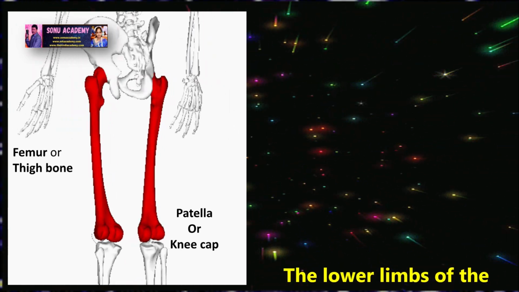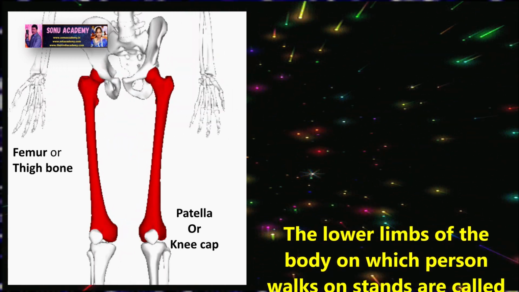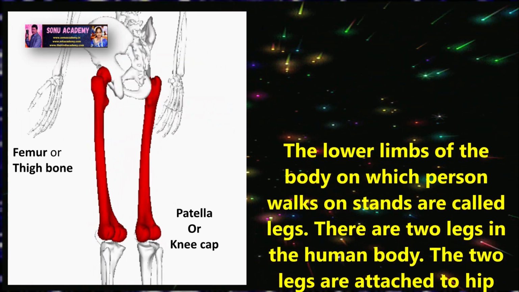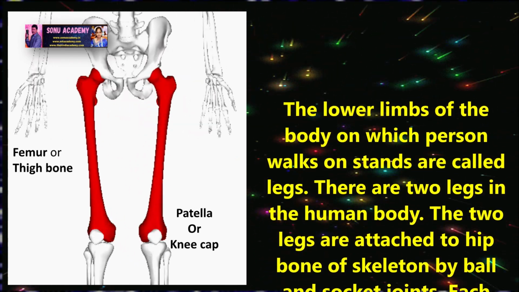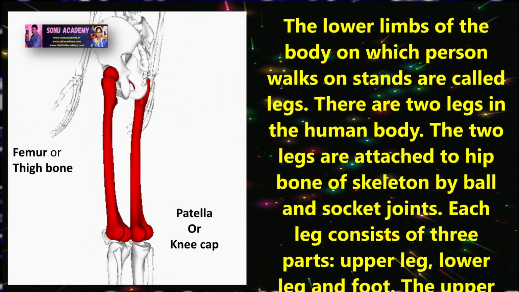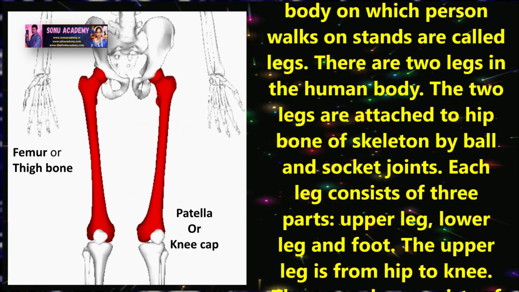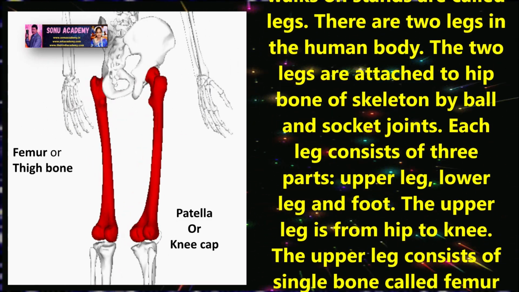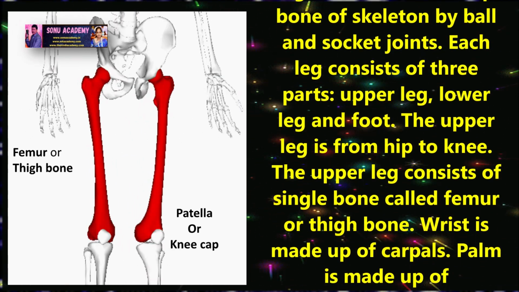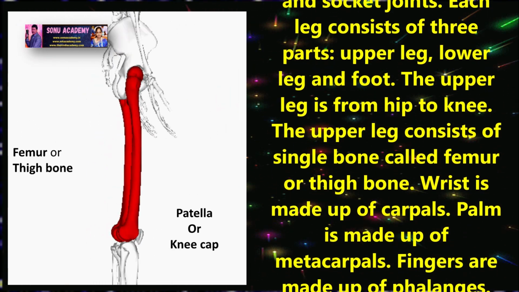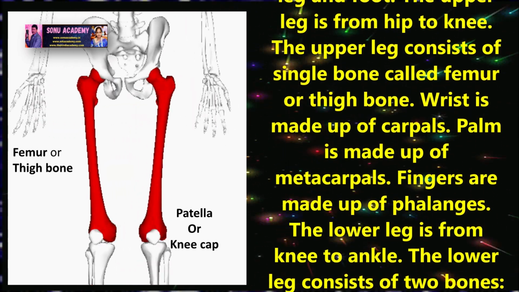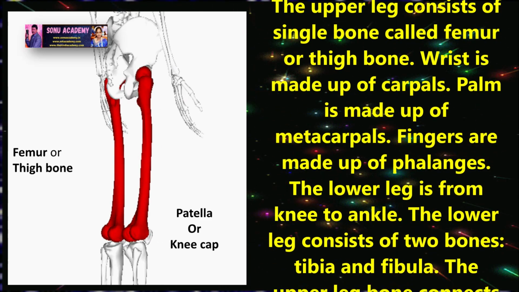The lower limbs of the body, on which a person walks or stands, are called legs. There are two legs in the human body. The two legs are attached to the hip bone of the skeleton by ball and socket joints. Each leg consists of three parts: upper leg, lower leg, and foot. The upper leg is from hip to knee, and consists of a single bone called the femur or thigh bone. Wrist is made up of carpals, palm is made up of metacarpals, and fingers are made up of phalanges.